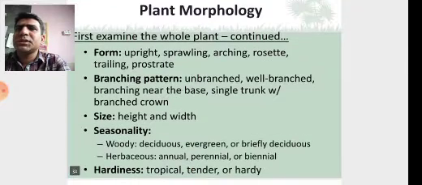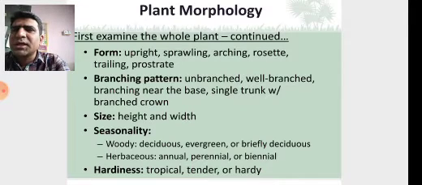Plant morphology continues with form, branching pattern, size, season, and hardness. The form may be upright, sprawling, rosette, trailing, or prostrate. Branching pattern: unbranched, well branched, branching near base. Trunk: single trunk, branched crown. The crown is being produced. Size: height or width.